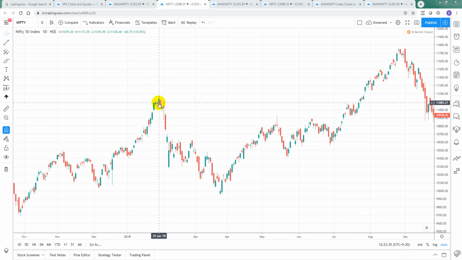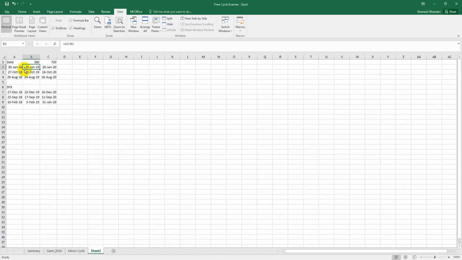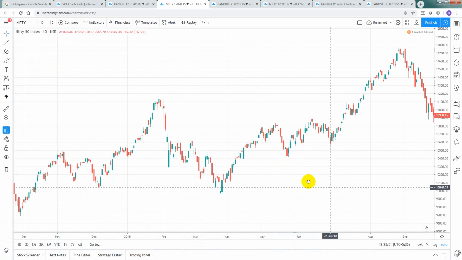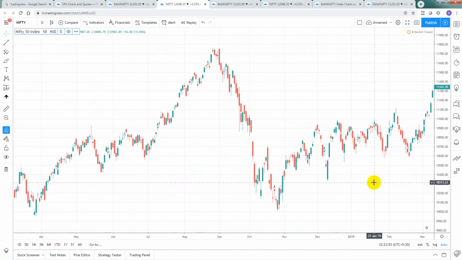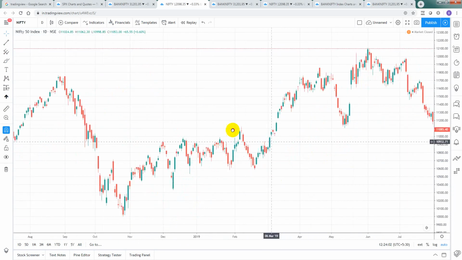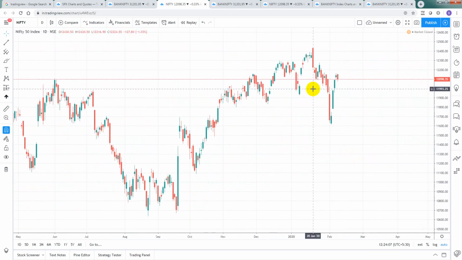So if I take this example, 29 January 2018, we made a top, so I'll add one day to it. It will come to 30th January. I add 360, we get 25 Jan 2019 and 28 Jan 2020. So if you can see here, 29 Jan 2019 is where we made a short-term top. Next day we had a good fall. And then if I go to 28th Jan 2020, you'll see a major decline in the market. This was a major top in the market.